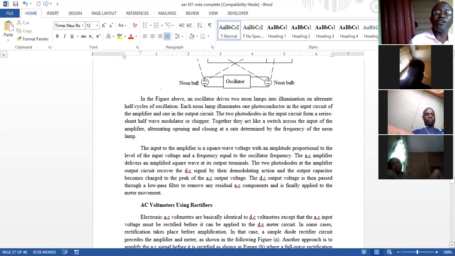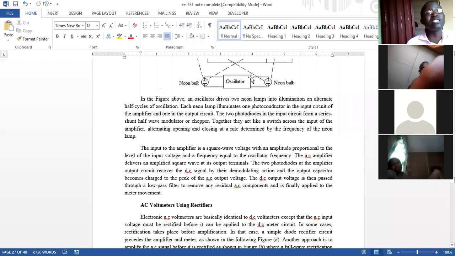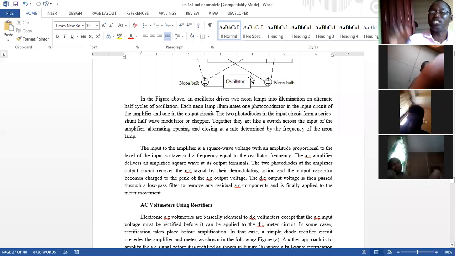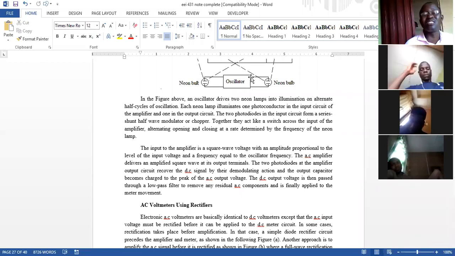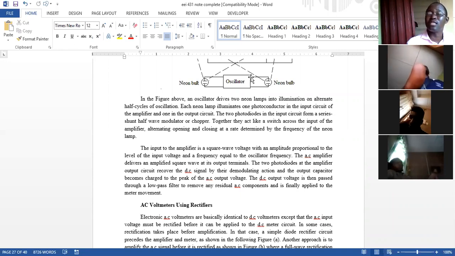So the photodiodes are now kind of synchronized together with the neon bulb. It is the neon bulb that is energizing them by shining light to them. You know, a photodiode operates based on light. When it receives light, then it operates, it produces an output. That light will forward bias the PN junction. So it is when the light comes in that it is forward biased and it produces an output. When there is no light, then it is off.